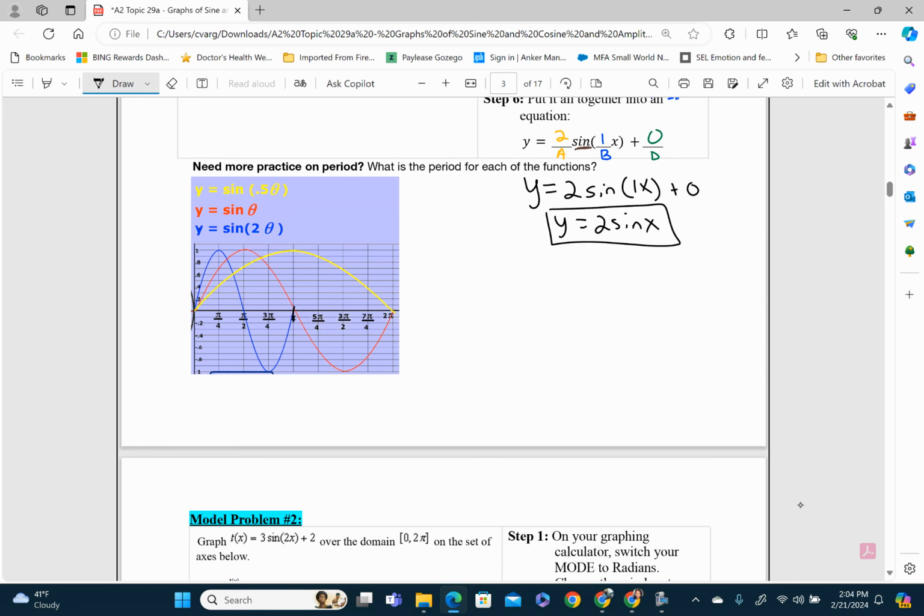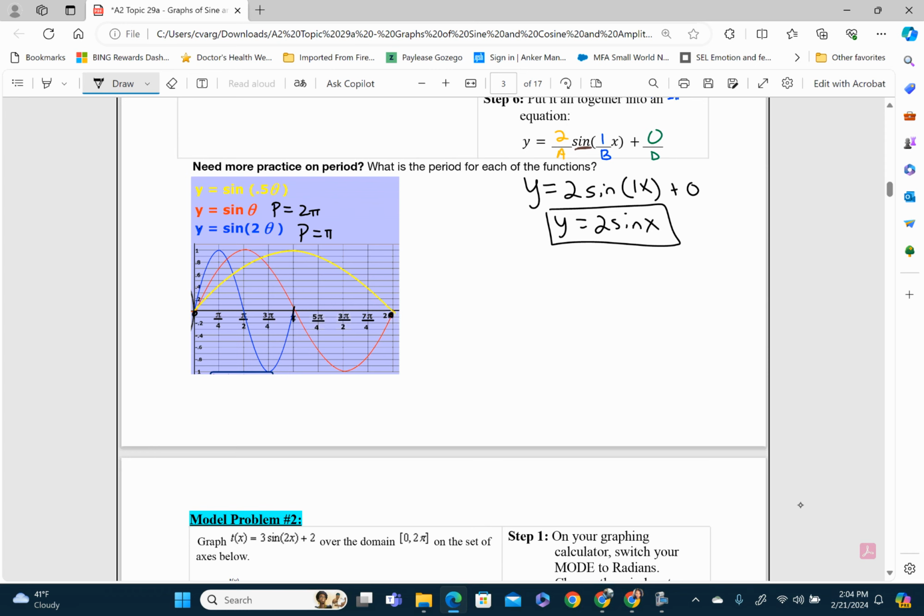So for the blue graph, my period is pi, right? That's how long it takes to make a full cycle here, okay? For my red graph, it's going to start here at 0, come back down, and stop here at 2 pi. So my period for my red graph is 2 pi.